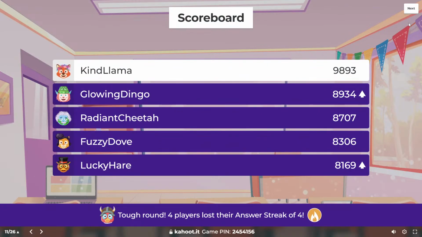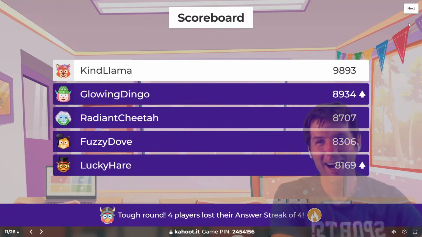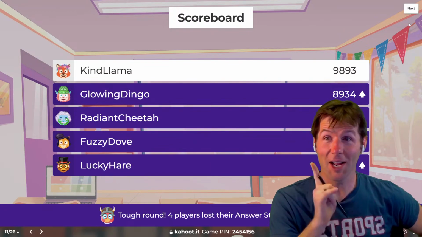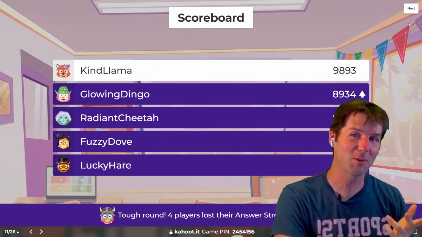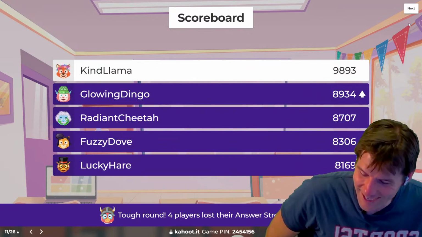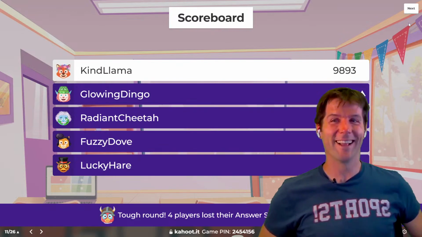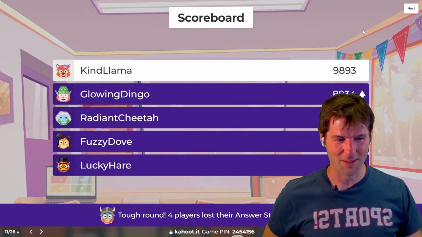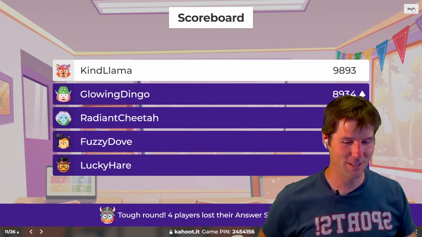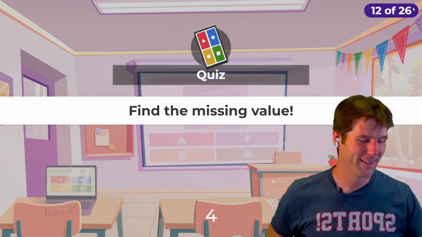Kind llama, glowing dingle, dingo, dingle. I got up at 3 a.m. this morning. I got up at 3 a.m. yesterday and 3 a.m. Wednesday. Okay, it was 3:30, so bear with me. Radiant Cheetah, Fuzzy Dove, and Lucky Hair. I've woken up in, tomorrow I'll wake up in a third state. New York, Virginia, Tennessee.